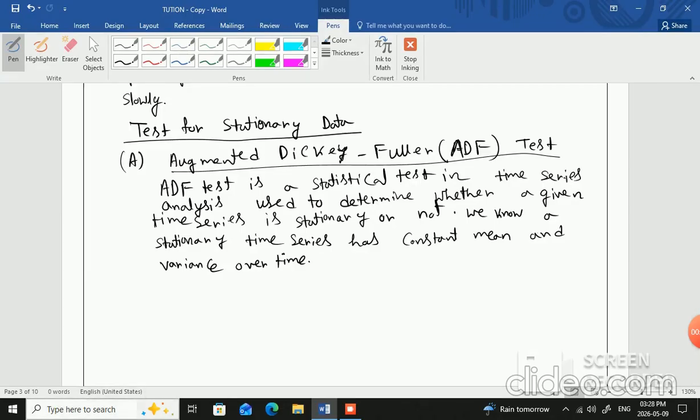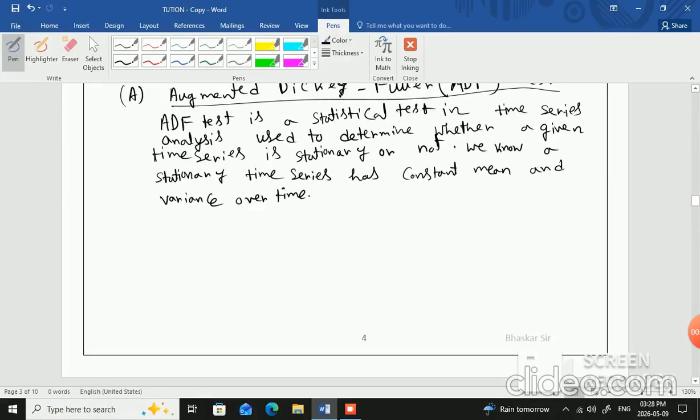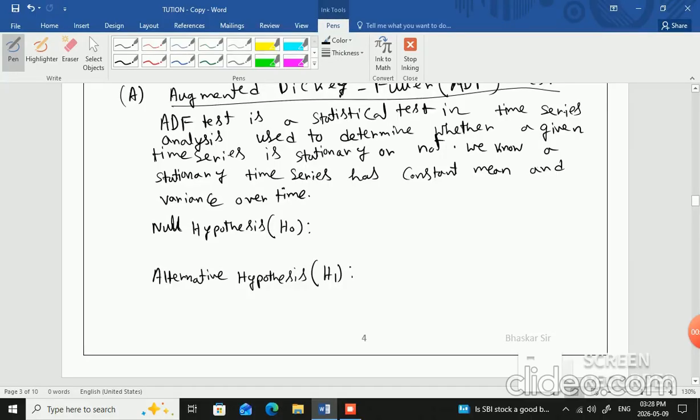The test is a hypothesis test. So there are two hypotheses. One is the null hypothesis, denoted by H naught. Another is the alternative hypothesis, denoted by H1. The null hypothesis of this test is the series is non-stationary, and the alternative hypothesis of the test is the series is stationary.